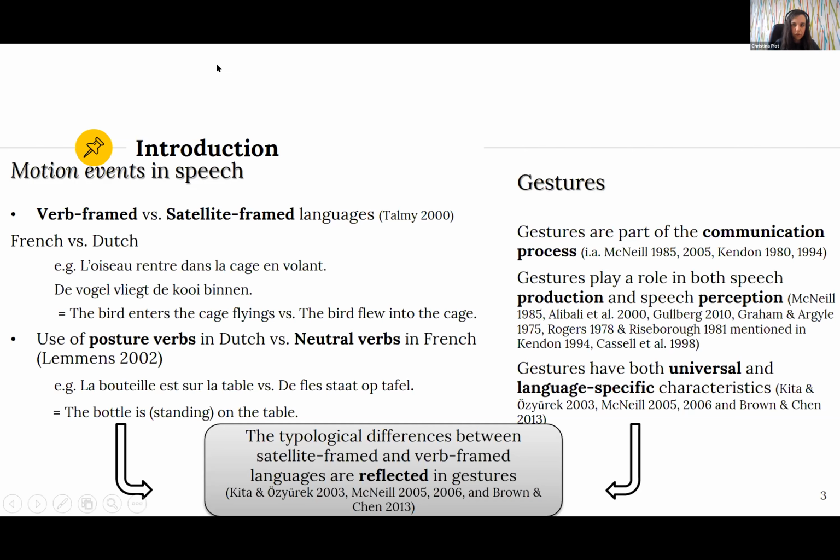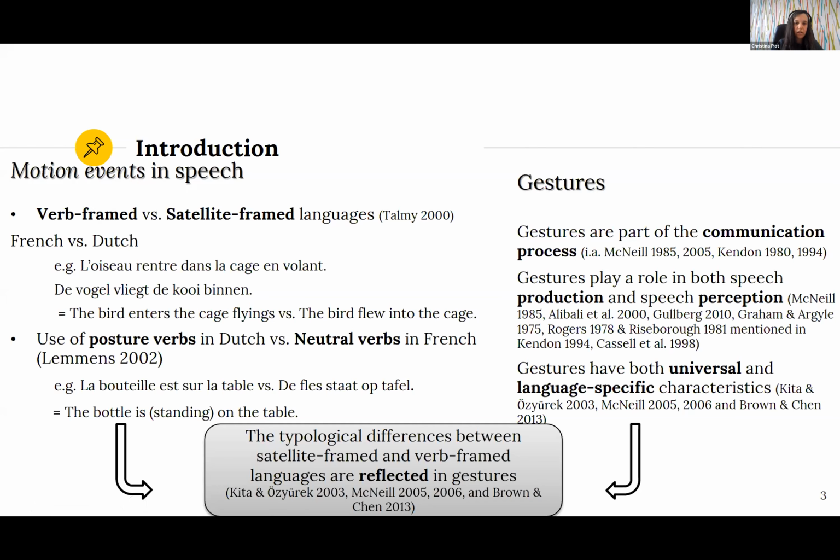And then on the other hand, we have co-speech gestures. These are the hand gestures we spontaneously produce while we are talking. Several studies have shown that gestures are part of the communication process and that they play a role in both speech production and speech perception. Other studies have also shown that gestures have both universal and language-specific characteristics. And these two elements come together in the fact that these differences would be a reflection of the typological differences we have between satellite and verb-framed languages.